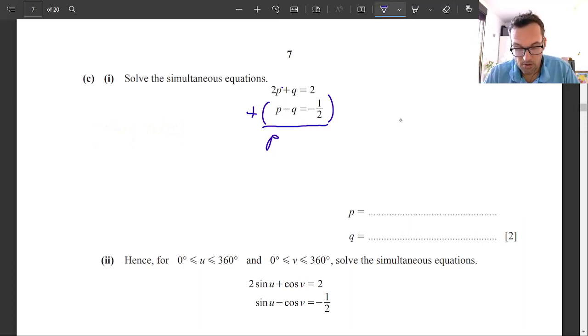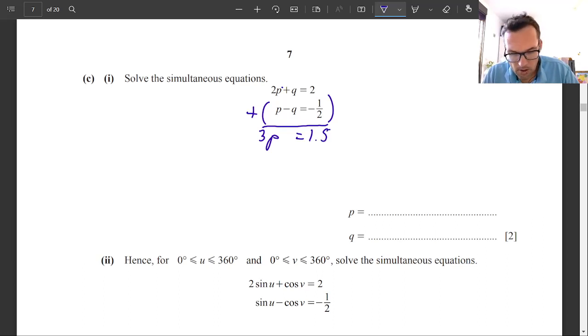So let's just do this from the start again. 2p plus p is 3p. Q plus minus q is the same as q minus q, which is 0, it's nothing. And then 2 plus minus a half is the same as 2 minus a half, which is 1.5. Let's put 1.5. It's just a bit quicker for me today.